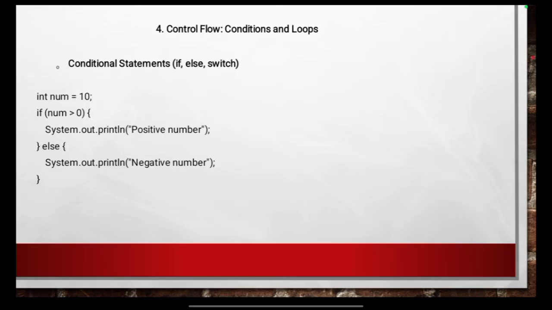Conditional statements are the backbone of decision making in Java programs. The if statement is used when you need to execute a block of code only if a specific condition is true. The else block provides an alternative action when the if condition is not met.